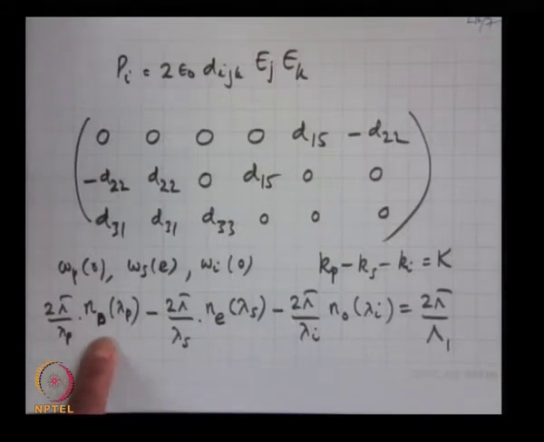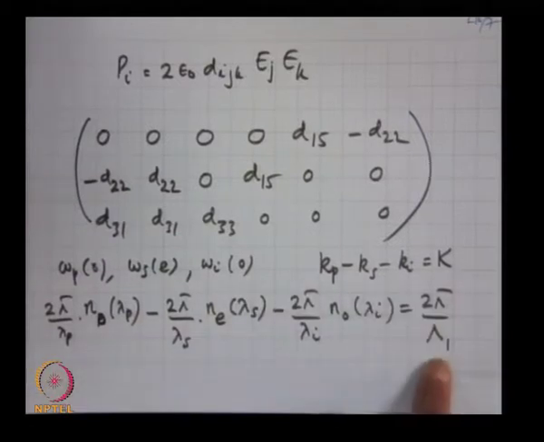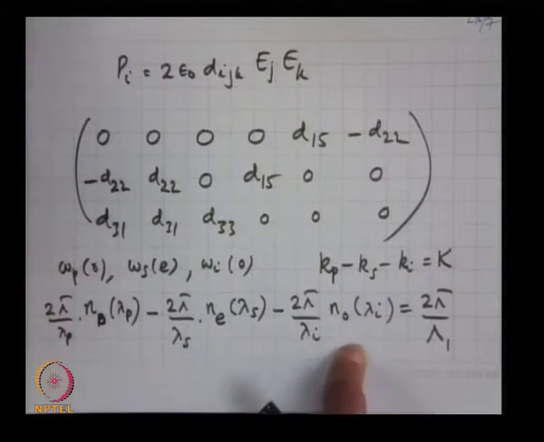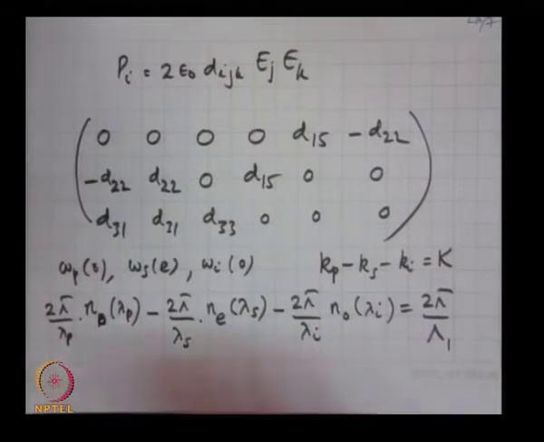The ordinary pump, extraordinary signal, ordinary idler, and you need a capital lambda 1 periodicity for achieving quasi-phase matching. So if I generate a medium with this lambda 1 period calculated from this equation, then an ordinary pump photon can down-convert to an extraordinary signal photon and an ordinary idler photon. That is parametric fluorescence, which we have not yet derived or obtained. That will come from quantum mechanical analysis.